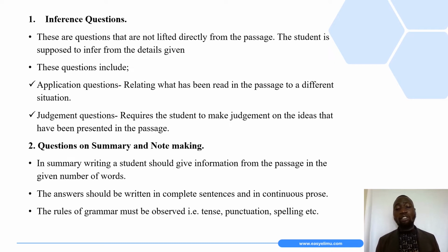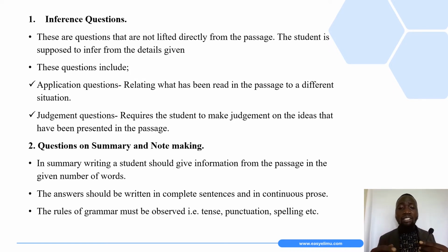In summary writing, a student should give information from the passage in the given number of words. The answers should be written in complete sentences and continuous prose, that is, in paragraph form. Again, in summary writing, the rules of grammar must be observed. You must look at all the grammatical aspects, be it the tenses, punctuation, spellings, etc.